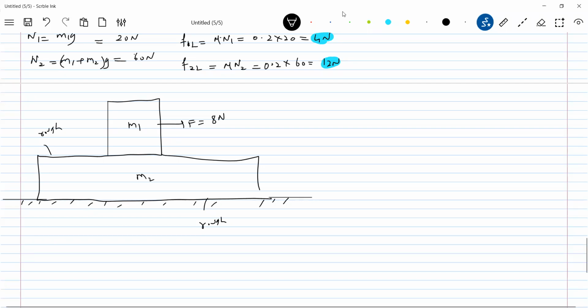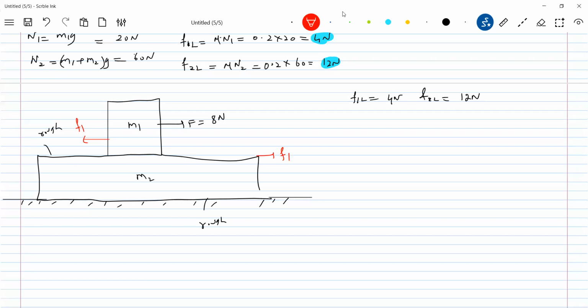Then we have F1L, F2L values. F1L is 4 Newton, F2L is 12 Newton. I applied 8 Newton. This will be really very troublesome for you. What can happen to the block M1? Will it shift or not? Sir, 8 Newton here, F1. So I'll still call this F1.